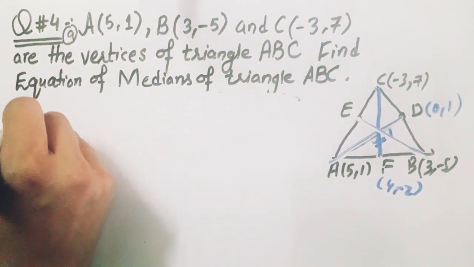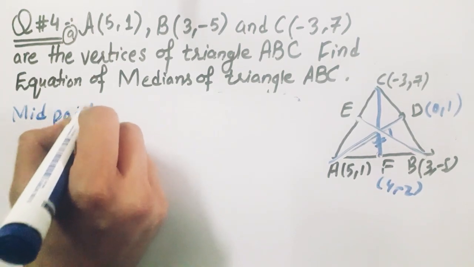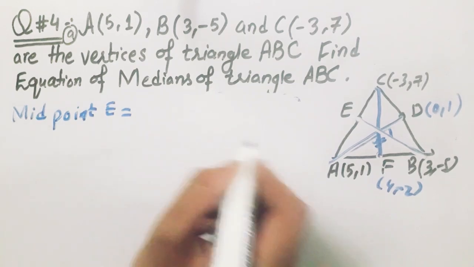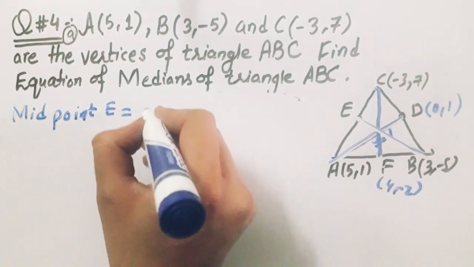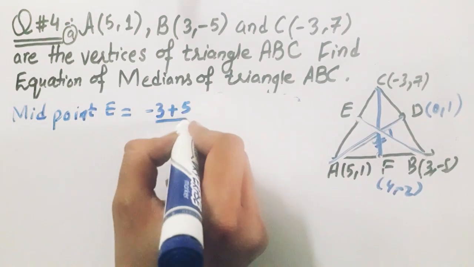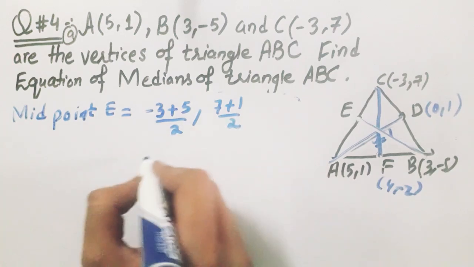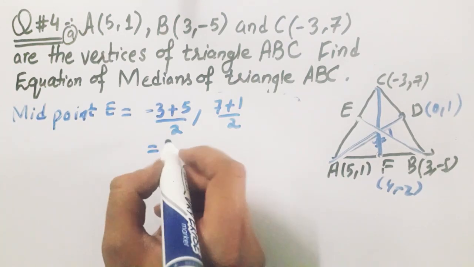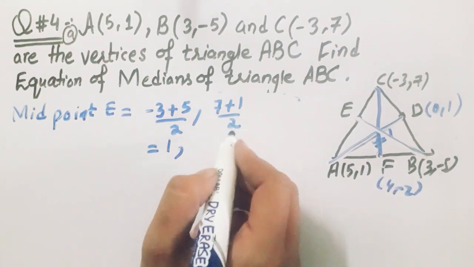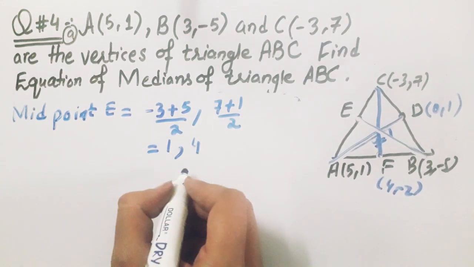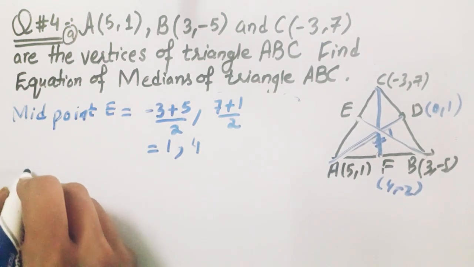Now the midpoint E is equal to (-3 + 5)/2 and (7 + 1)/2. So -3 plus 5 is 2, divided by 2 is 1. 7 plus 1 is 8, 8 divided by 2 is 4. So the midpoint is (1, 4). Now we will find the equation of BE.